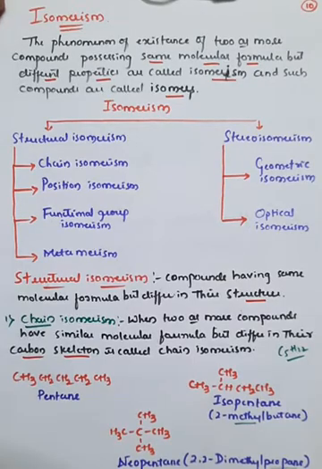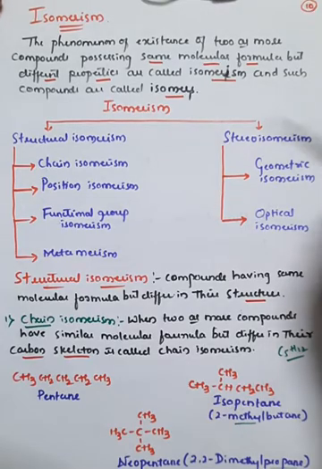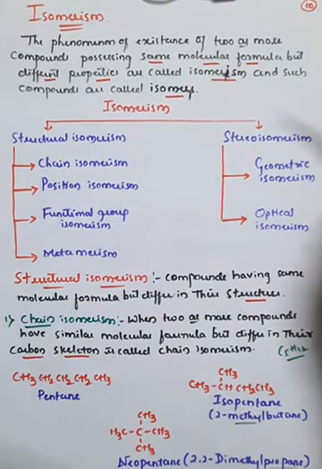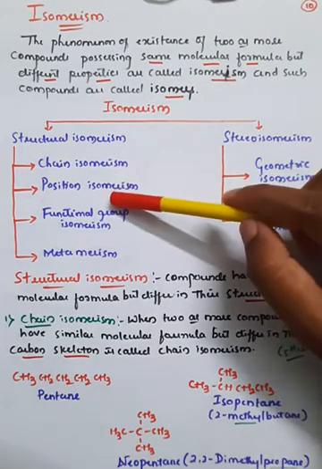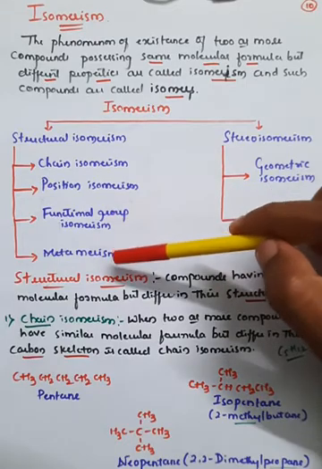Hello students, in the last class we completed the information regarding isomerism, and generally we have seen there are two types of isomerism. One is structural isomerism, second one is stereoisomerism. And in structural isomerism, for your syllabus they have given four types. One is chain isomerism, second one is position isomerism, functional group isomerism, and metamerism.